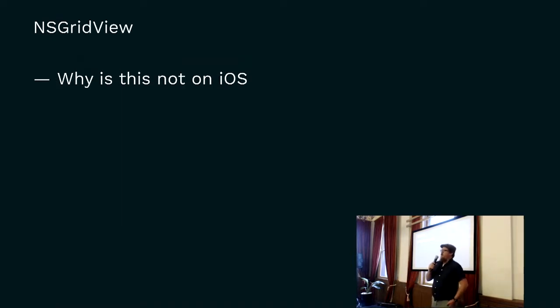NSGridView. This is something I like. So we have stack views in iOS, which allow you to lay out something either vertically or horizontally. NSGridView is a new thing in macOS. I believe it came in Sierra, maybe. People are nodding half-heartedly. Yep, okay. And it allows a two-dimensional stack view. So you can lay things out in rows and columns. This is really, really good, and I like it. It's pretty cool.